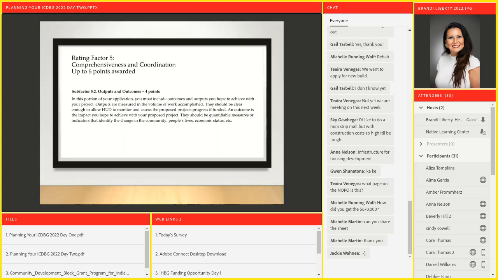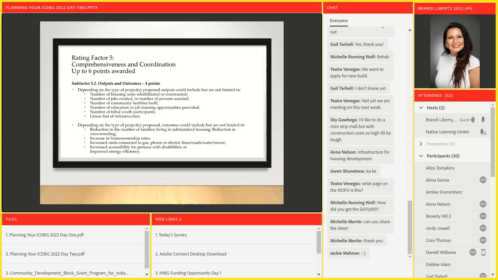So outputs and outcomes as subfactor 5.2. Here you'll be able to receive up to 4 points. In this portion of your application, you must include outcomes and outputs that you hope to achieve with your project. Outputs are measured in the volume of work accomplished. They should be clear enough to allow HUD to monitor and assess the proposed project progress if funded. An outcome is the impact you hope to achieve with your proposed project. And these should be quantifiable measures or indicators that identify the change in the community, people's lives, or economic status.